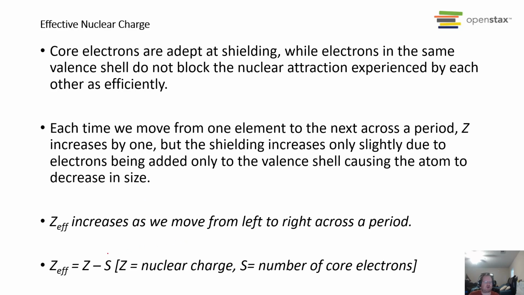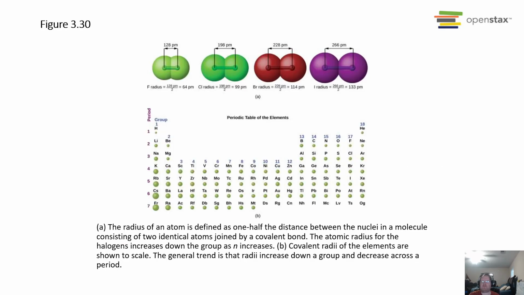Now to calculate Z effective, a simplified form of this equation is that Z is the nuclear charge, and you can subtract from it S, the number of core electrons. Technically, some of the non-core electrons shield a little bit as well. We won't worry about partial shielding, but each of the core electrons shields completely. And so this will let us compare Z effective of two atoms. It helps explain why an atom to the right is smaller, even though it has more electrons, which might at first sound like it should be bigger.